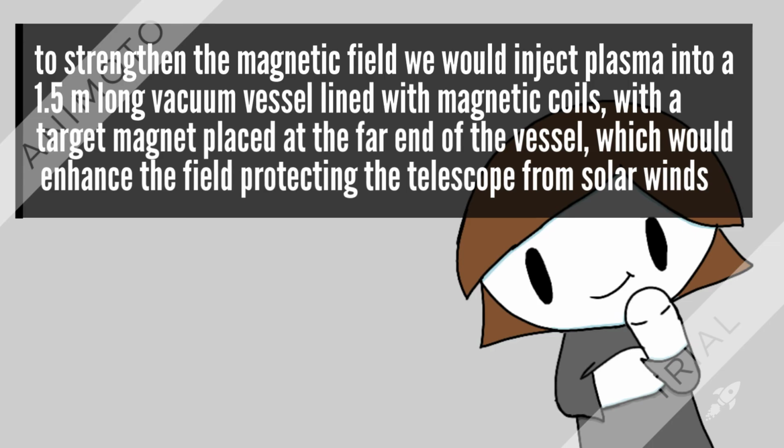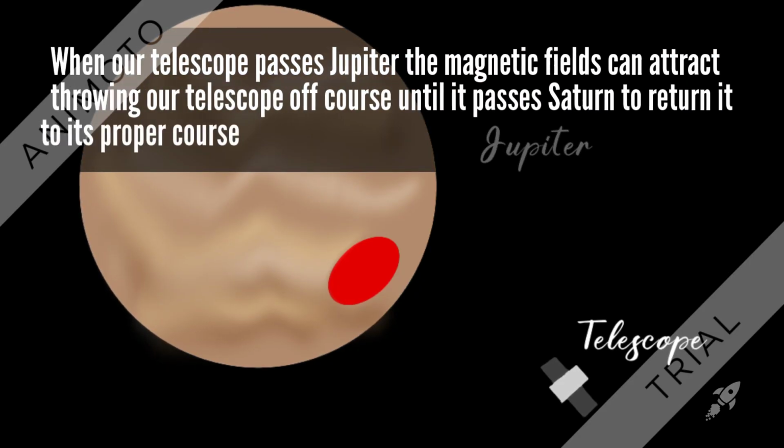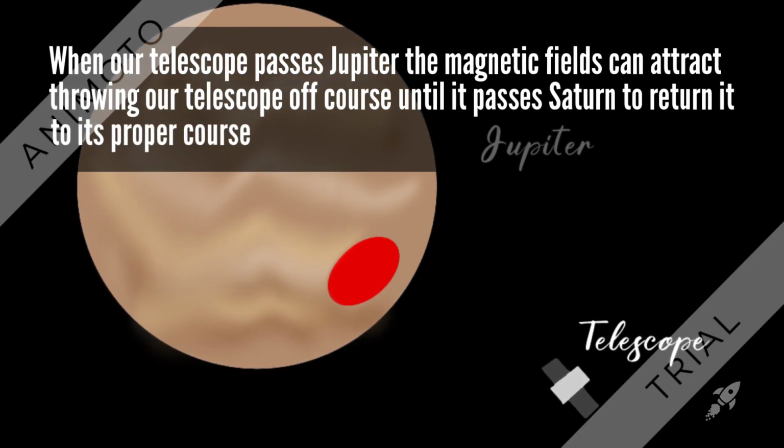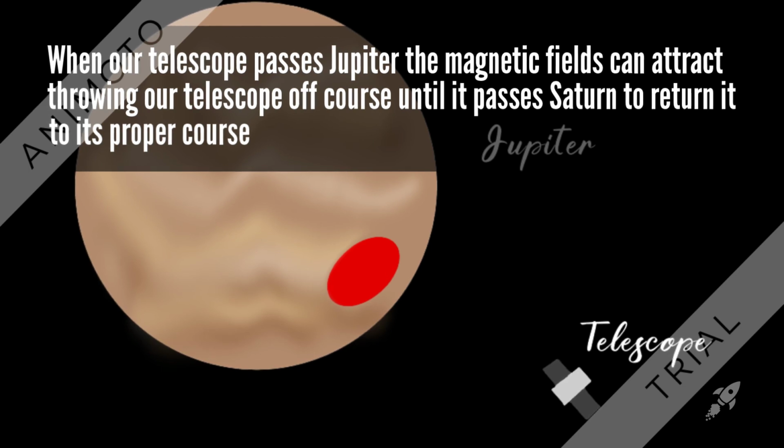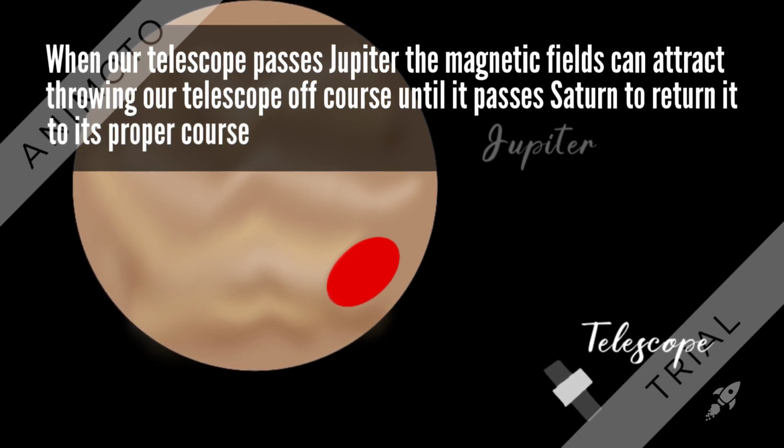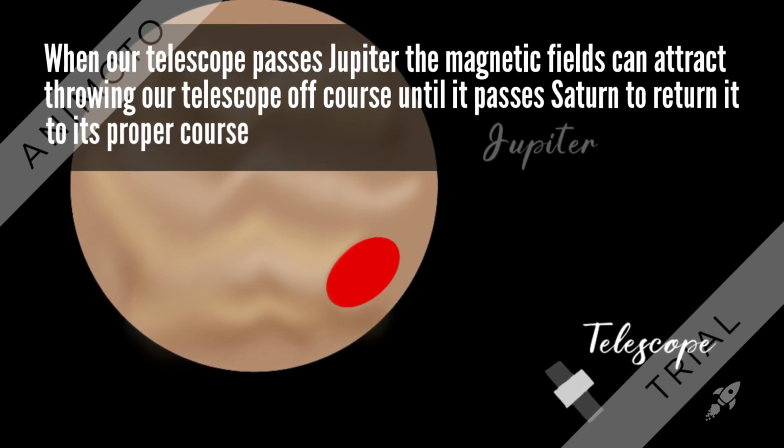from solar winds. When our telescope passes Jupiter, the magnetic fields can attract, throwing our telescope off course until it passes Saturn to return to its proper course.